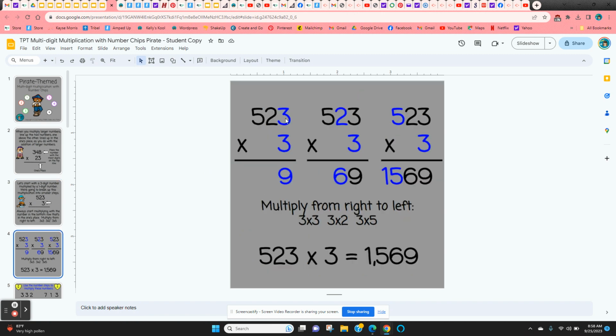So we're going to multiply 3 times 3 first, and we get 9. And then 3 times 2, and this is actually 3 times 20. That's why the 6 would be in the tens place for 60. So it's 3 times 3, 3 times 2, and then 3 times 5, going from right to left. And we get a product of 1,569.